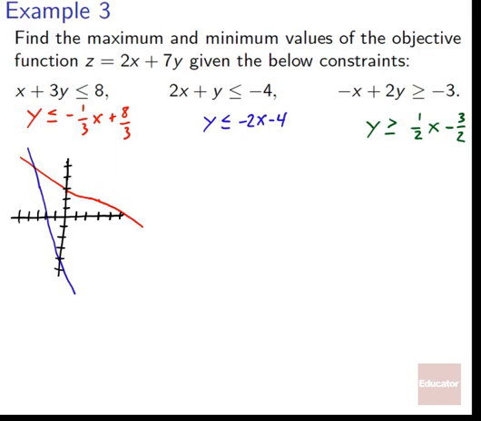And then final one, also going to be solid, less than or equal to 1/2 x minus 3/2, so halfway between the negative 1 and the negative 2, at 1/2 x, so there. Okay, so it's not a perfect graph, but it gives us a rough idea of what we're looking for. So we're looking for something that's going to be in this part, including the lines.